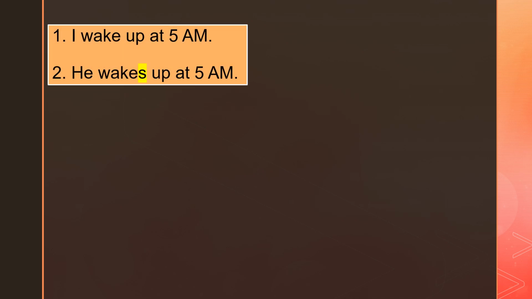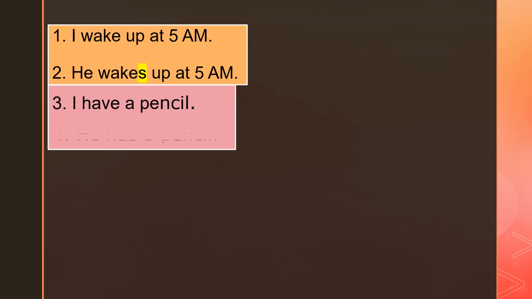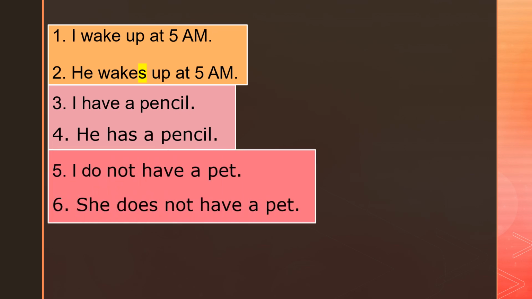I would like to present you several sentences written using the simple present tense. I wake up at 5 a.m. He wakes up at 5 a.m. I have a pencil. He has a pencil. I do not have a pet. She does not have a pet. If you can see here, the subject of the sentence really plays a great role whether we want to write wake or wakes, have or has, do not or does not.